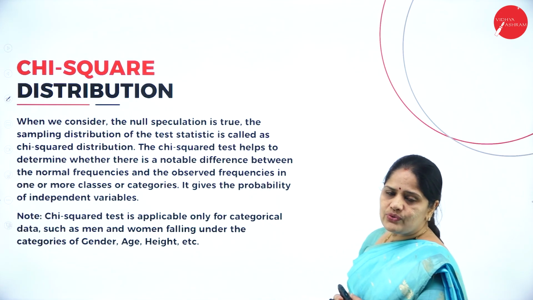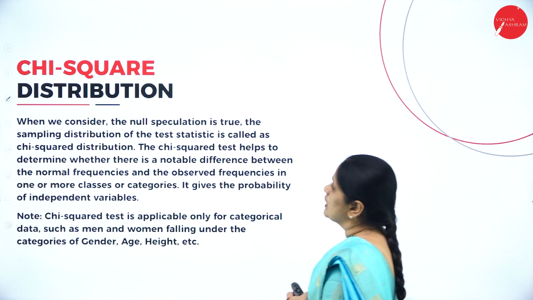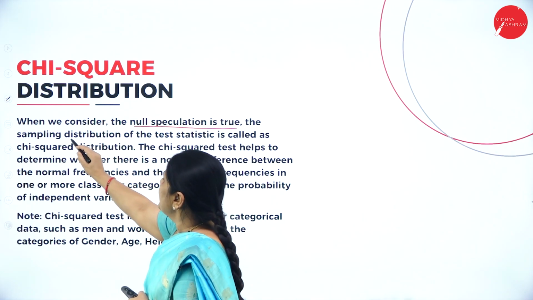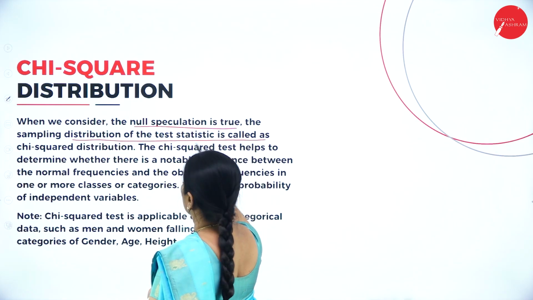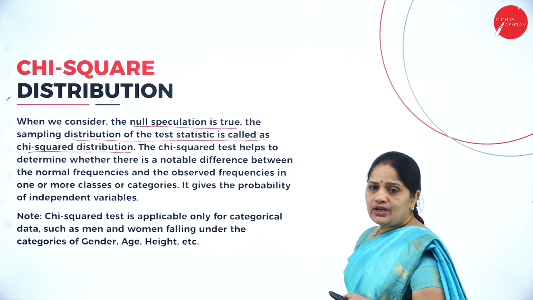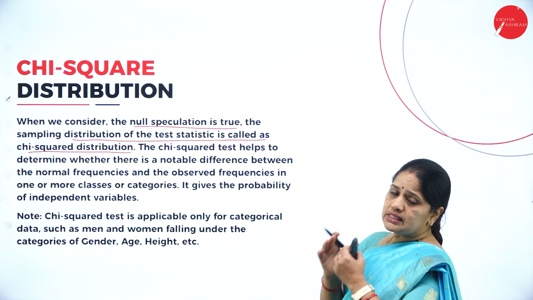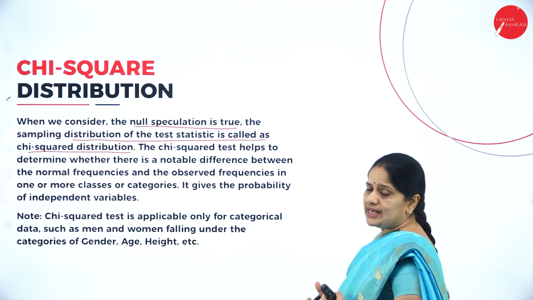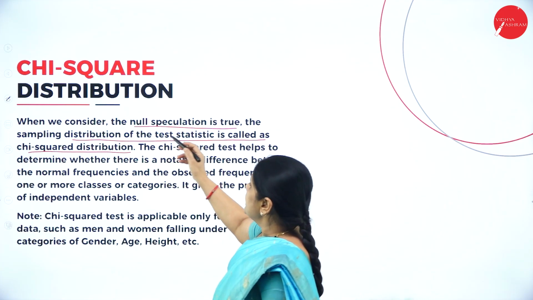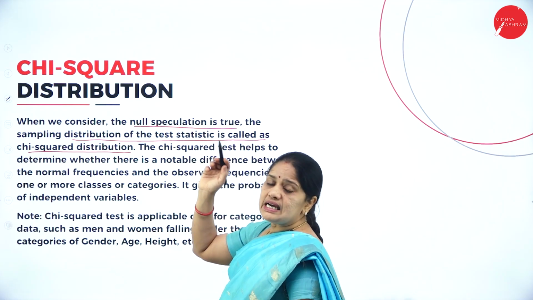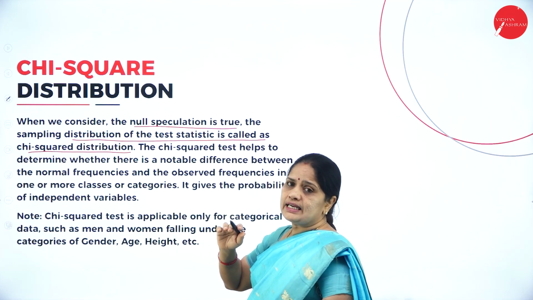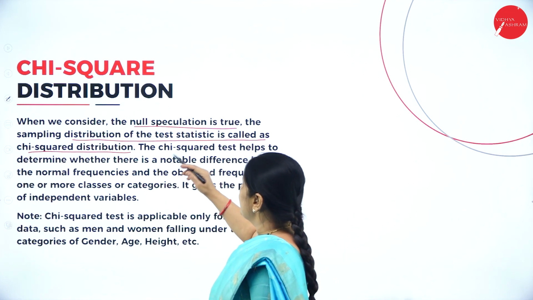Now, the first one is the chi-square distribution. When we consider the null hypothesis to be true, the sampling distribution of the test statistic is called the chi-square distribution. That means whatever hypothesis the researcher makes, if it is considered to be true, then the sampling distribution of the test statistic is called the chi-square distribution. So whatever sampling distribution he has collected will be considered as the chi-square distribution.